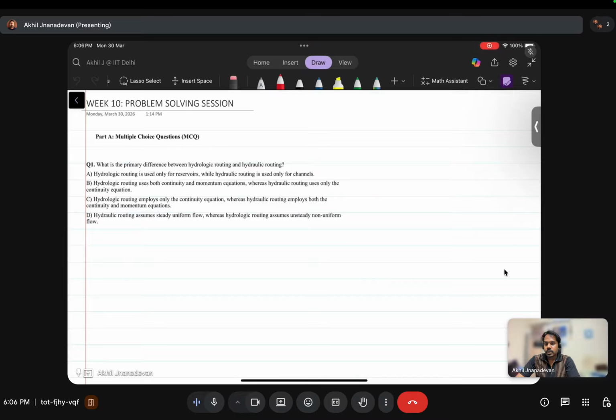Reservoir routing is nothing but there is an inflow coming to a reservoir and the outflow will be generated at the downstream of the reservoir, right? So we have the inflow hydrograph with us. We have to derive the outflow hydrograph. That is called reservoir routing. And river channel routing is, in the river, at the upstream point we have a hydrograph with us. We need to derive the hydrograph for the downstream side. So that is what we have seen.